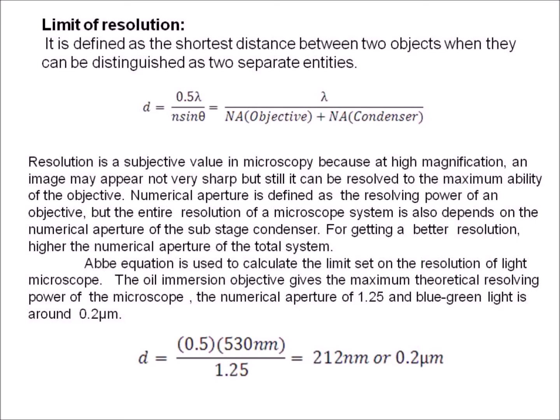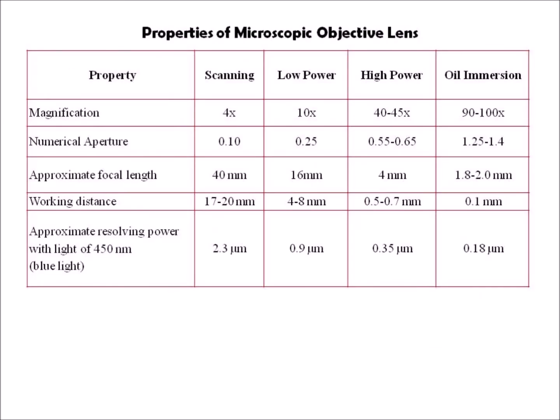Resolution is a subjective value in microscopy because at high magnification an image may appear not very sharp, but still it can be resolved to the maximum ability of the objective. This table shows the properties of microscopic objective lenses. The properties are magnification, numerical aperture, approximate focal length, working distance, and approximate resolving power with light of 450 nanometers, that is for blue light. Scanning, low power, high power, and oil immersion are all given in this table.